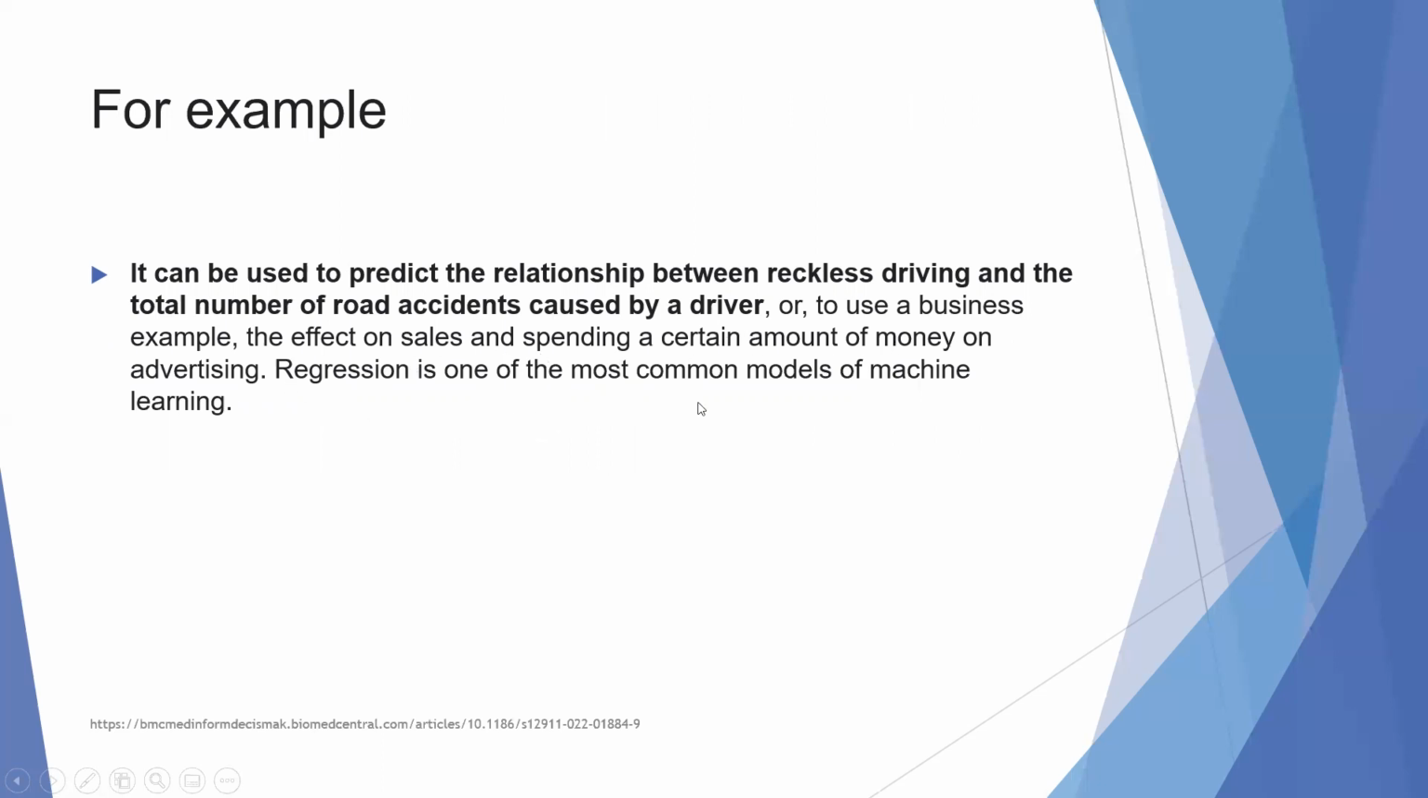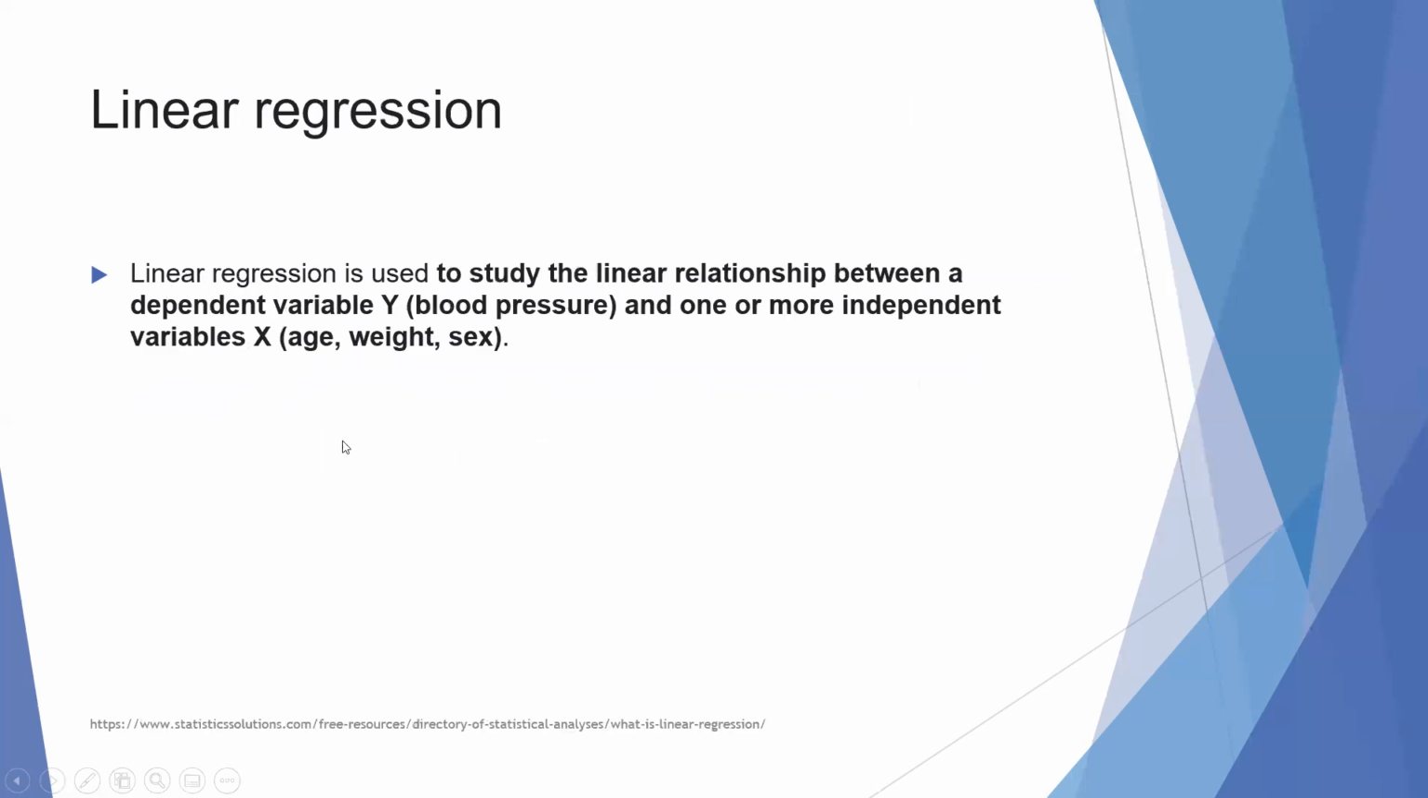So regression is one of the most common models of machine learning. Linear regression is the simplest form of regression and is used to study the linear relationship between the dependent variable, for example blood pressure, and one or more independent variables like age, weight, sex, any of these. At one time, we will study the relationship between blood pressure and age, blood pressure and weight, and blood pressure and gender.